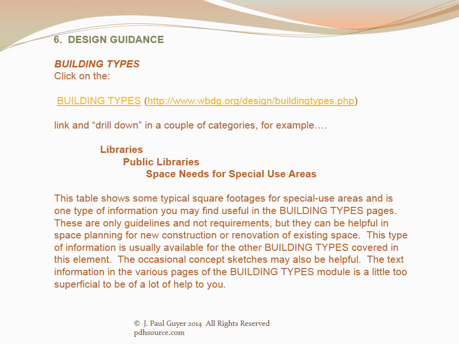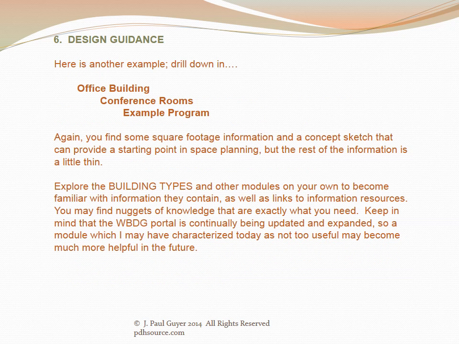The occasional concept sketches may also be useful. The text information in the various pages of the Building Types module is a little too superficial to be of a lot of help to you. Here is another example. Clicking on Office Buildings, Conference Rooms, Example Program. Again, you find some square footage information and a concept sketch that can provide a starting point in space planning, but the rest of the information is a little thin.